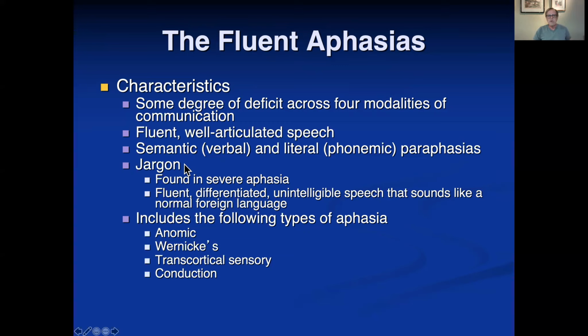If you get the most extreme version of paraphasias, you can't understand it, and that's referred to as jargon. It's found in severe aphasia, but only in the fluent aphasias. So that would be found in Wernicke's aphasia or also transcortical sensory. What it is is fluent, differentiated, unintelligible speech that sounds like a normal foreign language, like the example I gave. What do I mean by differentiated?